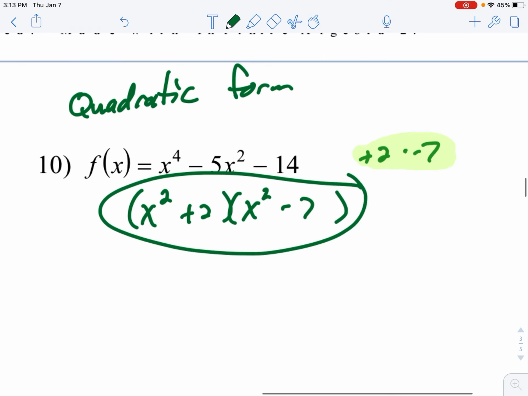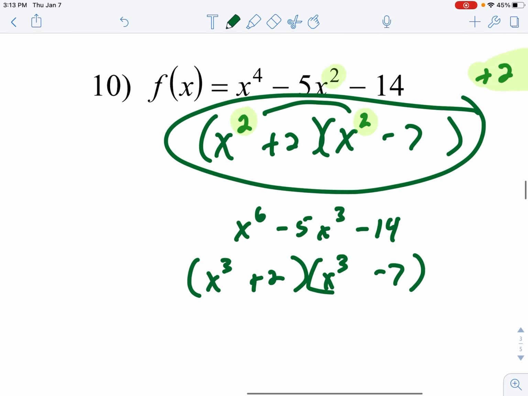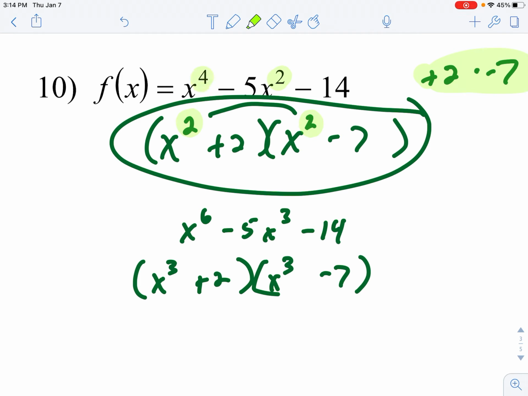So how did I know to use an x squared here and an x squared here? Well, because that's an x to the 4th, and 2 plus 2 is 4. That's pretty much it. Let's say this problem started out as x to the 6th minus 5x to the 3rd minus 14. If it looked like that, my answer would start out with x to the 3rd, x to the 3rd, and then what? Plus 2, minus 7. So really, it's nothing new and different. You just have to deal with the fact that there's bigger powers there, and it's not a hard thing. I mean, if that was a 6, then these are 3s. If this was a 16, then those would both be 8s, and so on and so on.